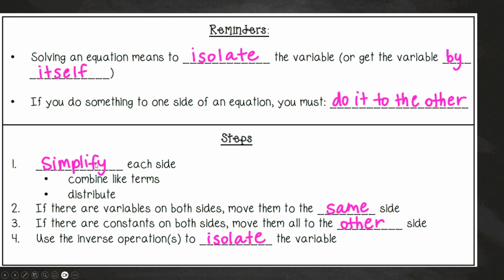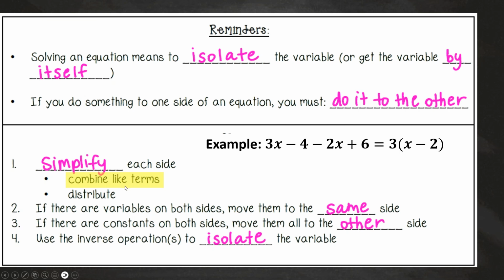And what it means to simplify is either we are going to combine like terms. So if we have an x on the same side of an equal sign, then we're going to combine our like terms, or we have to distribute. So I'm going to provide this example for you as I describe these steps. And this example should be included in your notes for my students.